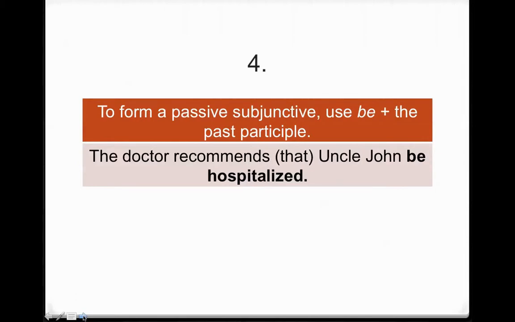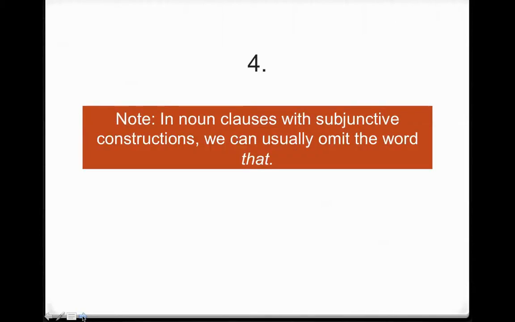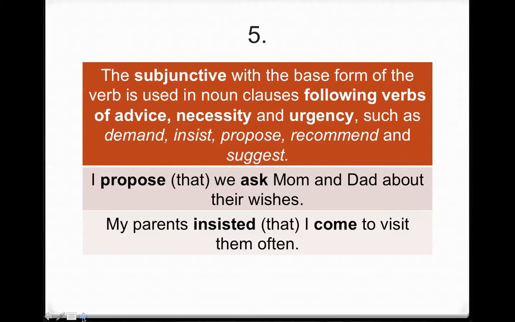To form a passive subjunctive, use be plus the past participle. The doctor recommends that John be hospitalized. And note, in noun clauses with subjunctive constructions, we can usually omit the word that. Okay. The subjunctive with the base form of the verb is used in noun clauses following verbs of advice, necessity, and urgency, such as demand, insist, propose, recommend, and suggest.